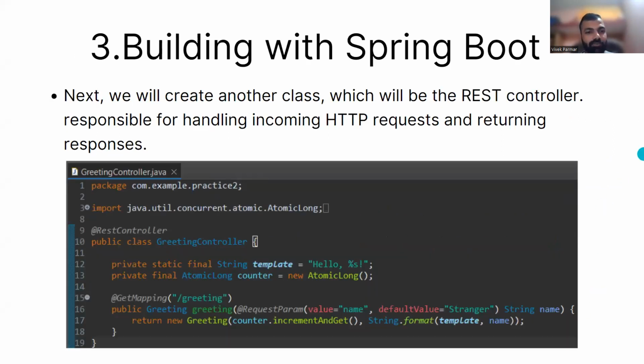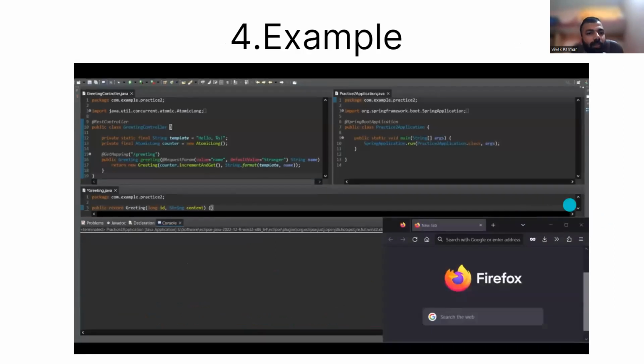Next, we will create another class, which will be the REST controller, responsible for handling incoming HTTP requests and returning responses. Here, the RestController annotation specifies that this class is a REST controller, which means it can handle HTTP requests and return responses. Here, the GetMapping annotation specifies that this method should handle HTTP GET requests to the greeting endpoint. Here we have specified stranger as a default value. This method returns a greeting object, which has a unique ID and a formatted message. This is an example.